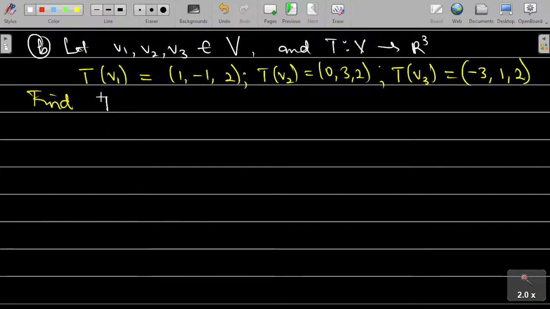Okay, so they said we should find T of 2v1 minus 3v2 plus 4v2. Meanwhile, this is a linear combination of v1, v2, and v3. So what is that going to be? First thing first is to know that this is a linear transformation. And what is the implication? What does it mean for it to be a linear transformation?